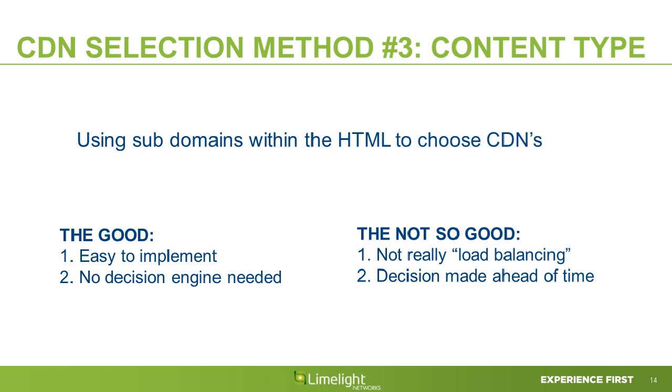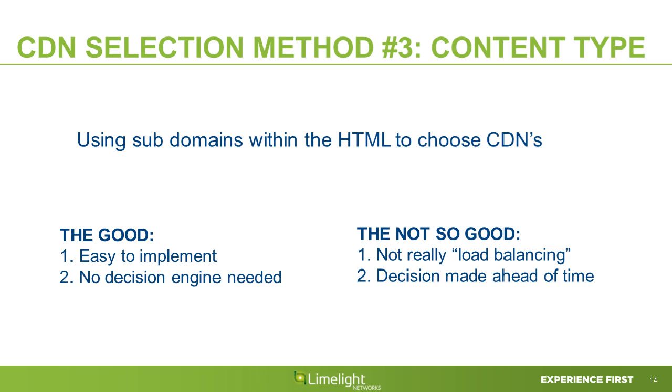But with delivering websites, you can also use the DNS load balance approach, where you just switch out your published host on your website side, and you can make decisions from there. So if you just do it based on content type, it's pretty straightforward. The good: it's easy to implement. There's no decision engine needed on the client side. It's all done on your HTML side.